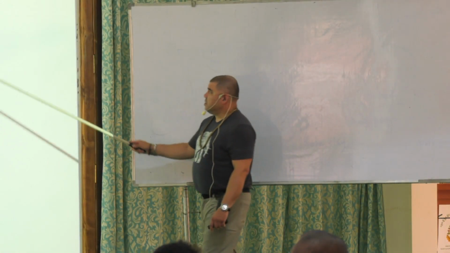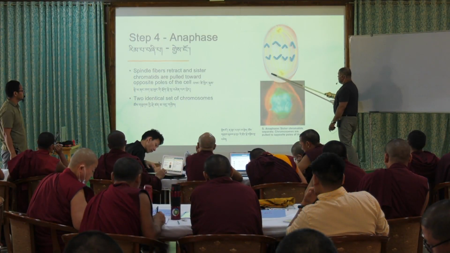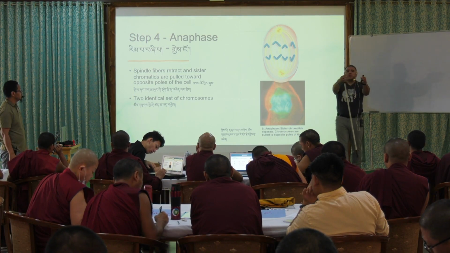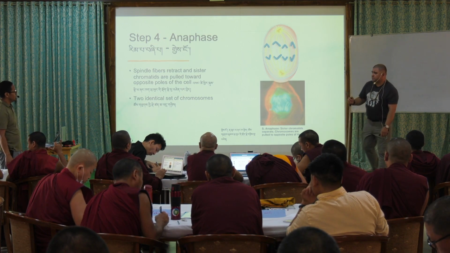Mind you, we still do not have a nuclear envelope yet. We are just dividing our sister chromatids, and they are moving to each pole of the cell, each extreme of the cell.